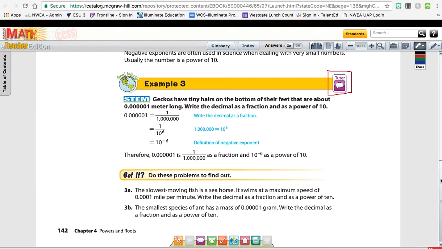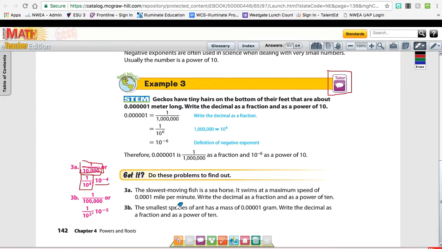For the next one, we have example 3, and we are given some story problems for 3A and B. Take a second to read those and try to work them out on your note sheet. And then when you're ready, press play to see how you did. For 3A, 0.0001 is 1/10,000ths. So the fraction is 1 over 10,000. But 10,000 can be written as 10 to the 4th power. Because it's in the denominator, we can write that as 1 over 10 to the 4th, or we can move that 10 to the 4th to the numerator by making it 10 to the negative 4th power.